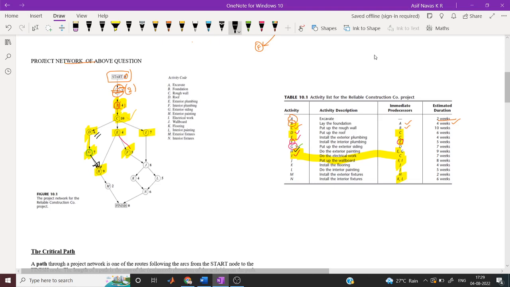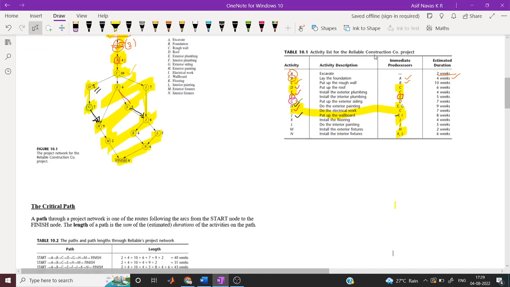Now we have to find J. For J, F and I are immediate predecessors. So F goes here, and I goes here. Similarly, J is the immediate predecessor of K, and also L. Similarly, we can complete this step. So this is the project network of the above question. So we can do it.